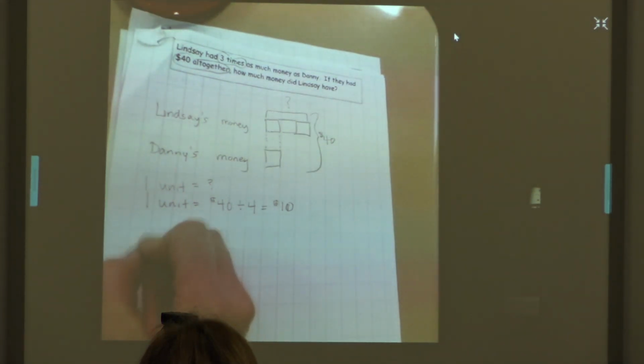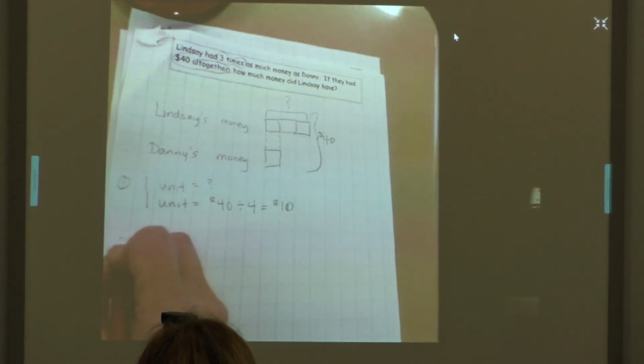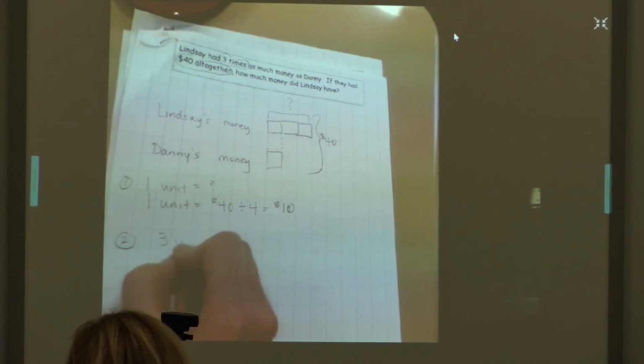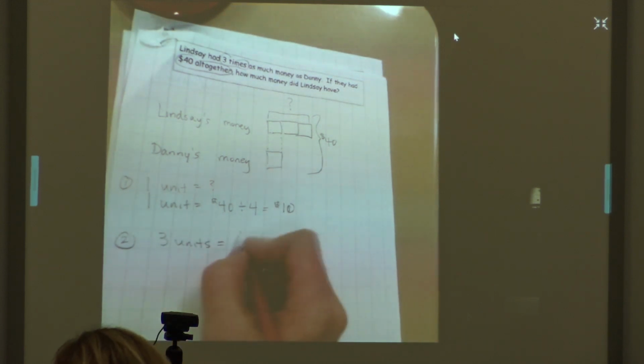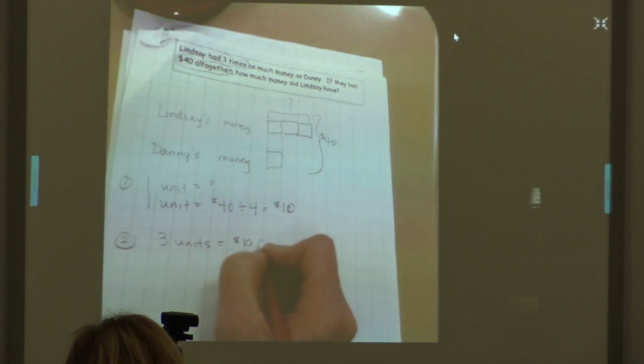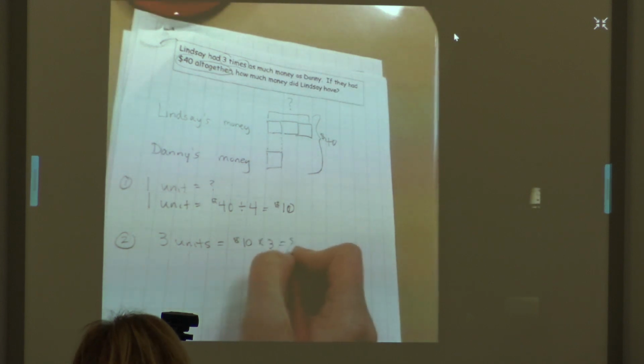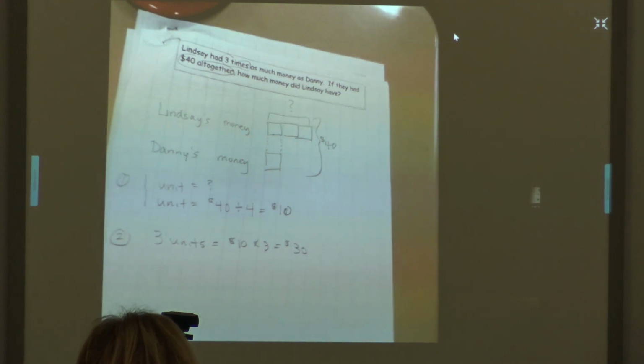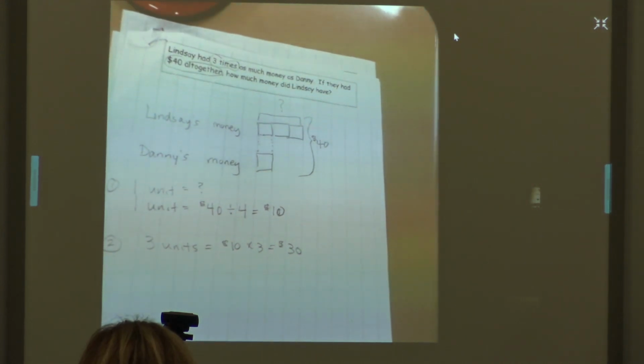And then I would say, this is my first step. I like to just do things in steps. Now I'm going to figure out Lindsay's 3 units, which equals $10 times 3, which equals $30. Okay. Did that make sense to everybody?